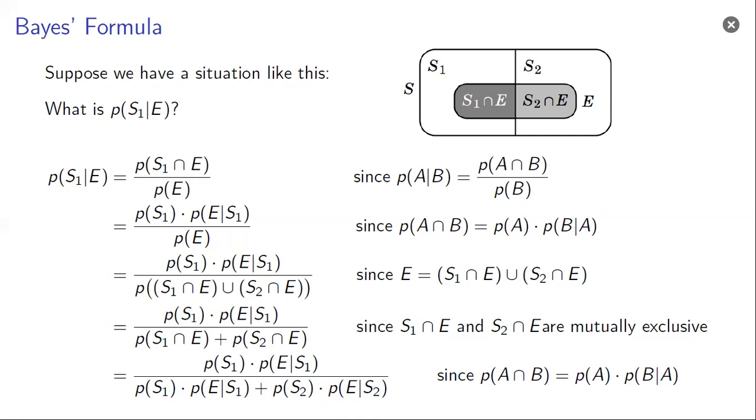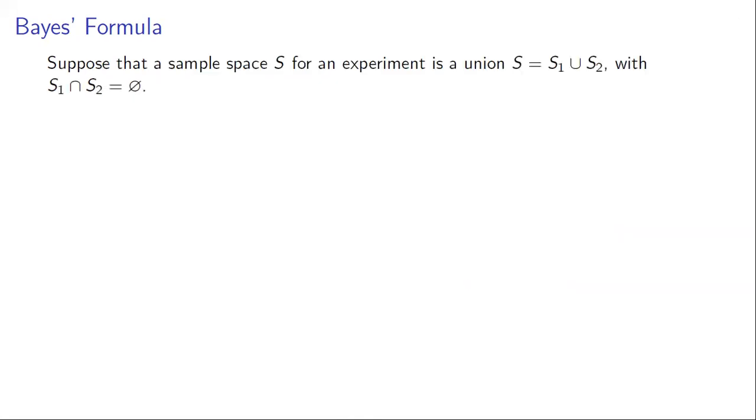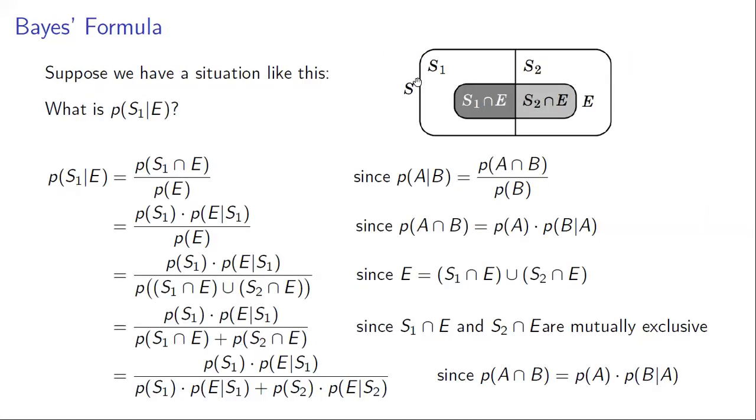Okay, so let's just state Bayes' formula. Suppose that we have a sample space S for an experiment. Suppose S is a union, S equals S1 union S2. In other words, S can be written as S1 union S2, where S1 intersected with S2 is the empty set, meaning there is no overlap between S1 and S2. That's like this picture here. S can be divided up into S1 and S2, and there's no overlap between them.